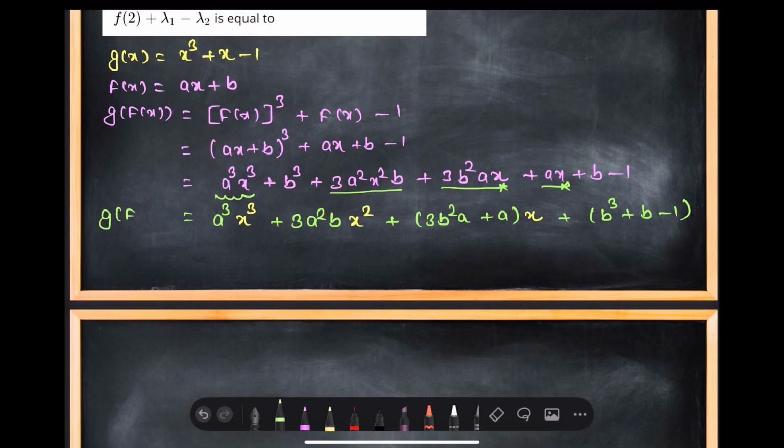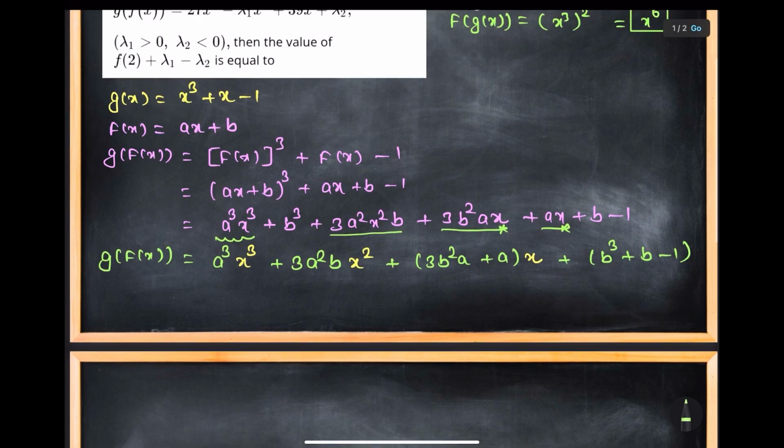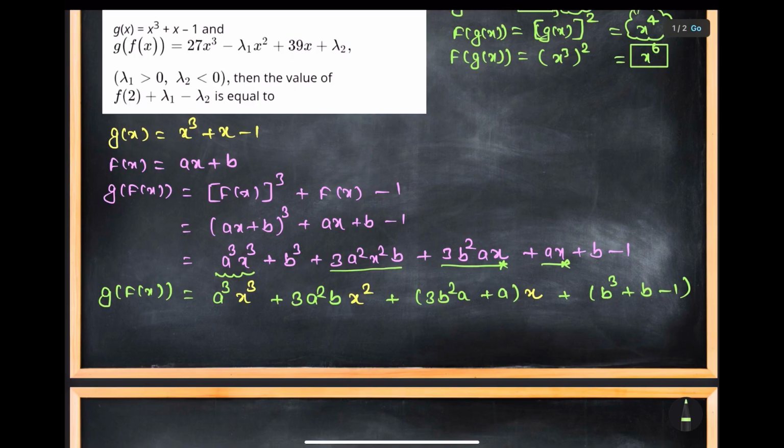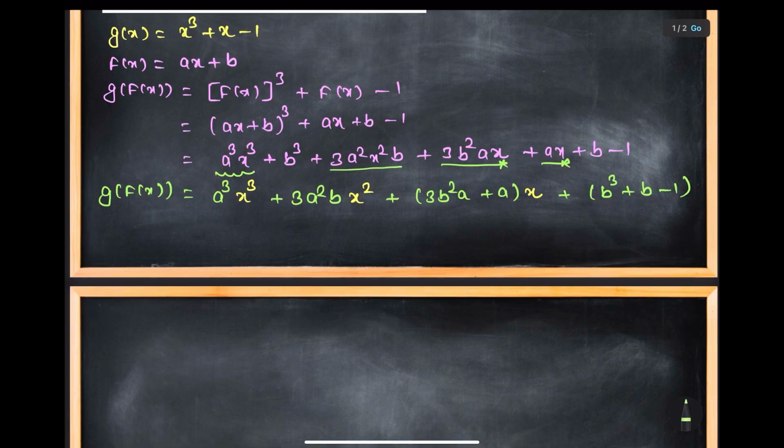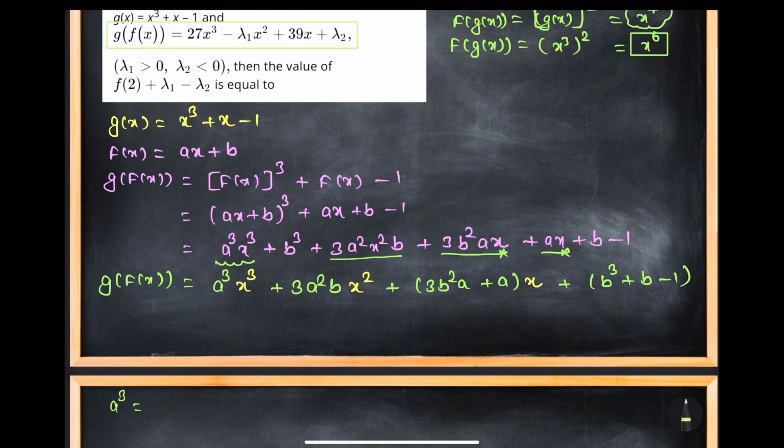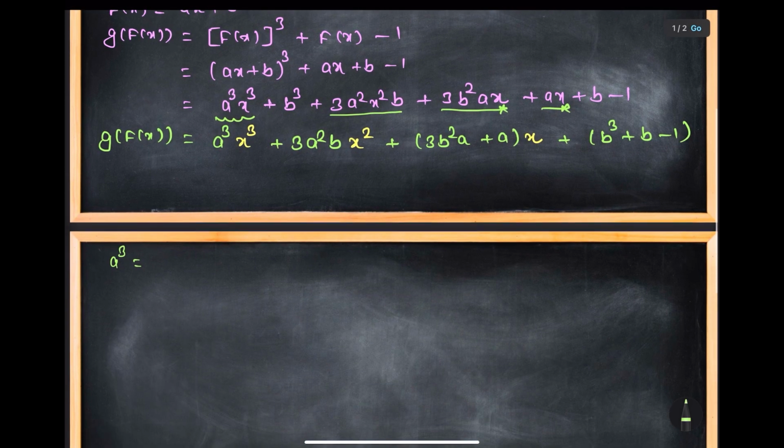g(f(x)). Now according to us, g(f(x)) is this. According to them, g(f(x)) is this. Now we can compare the coefficients to get the respective arbitrary constant values. First focus on the leading coefficient, x³. According to us, the coefficient of x³ is a³. According to them, the coefficient of x³ is 27.